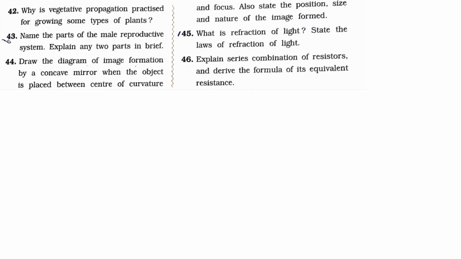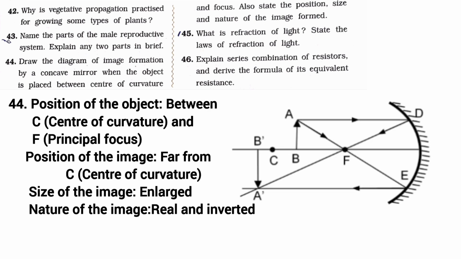Question number 44. Draw the diagram of image formation by a concave mirror when the object is placed between center of curvature and focus. Also state the position, size and nature of the image formed. Answer: the position of the object is between C, that is center of curvature, and F, that is principal focus. Here the diagram is given.